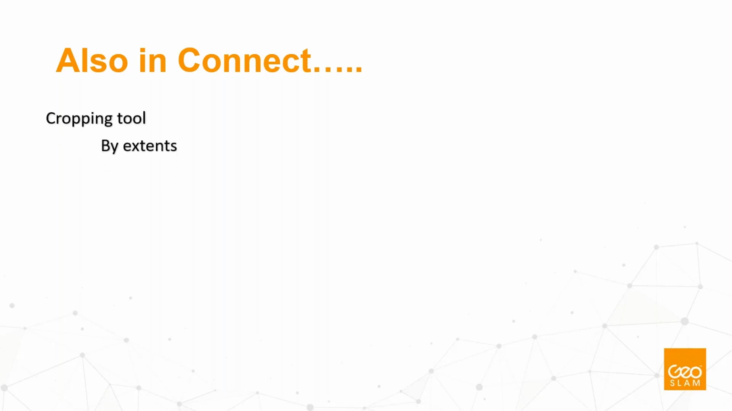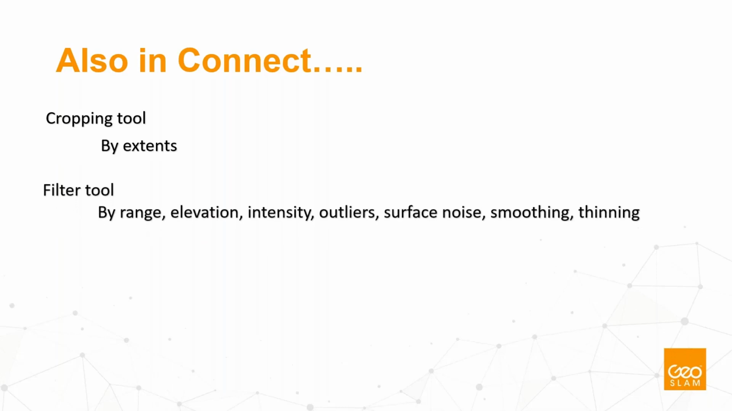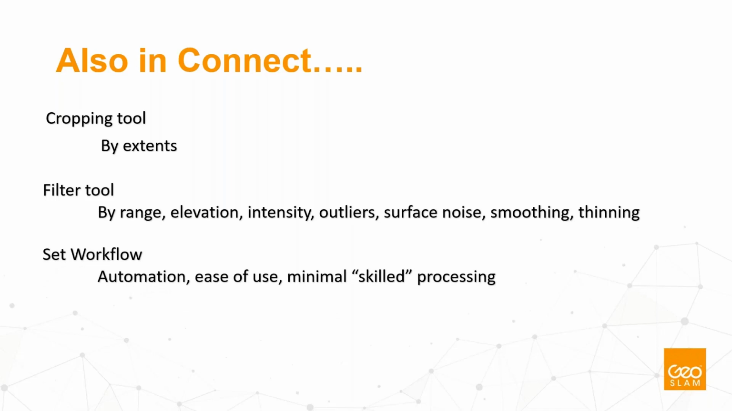We've also got a cropping tool. We've got a filter tool where we can classify points by range, elevation, intensity, outlier, surface noise. There's a lot we can do. And what we can also do then is set the workflow. Typically, we will run the SLAM, run the adjust to control, and then run it through some of these surface filtering, thinning of the data. This data has to kind of be downsampled before going off to be processed in other software.